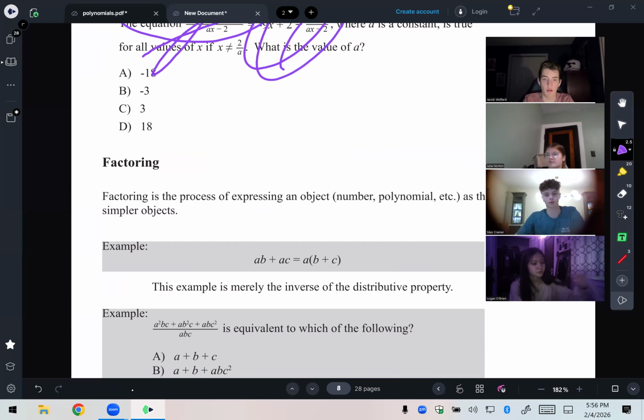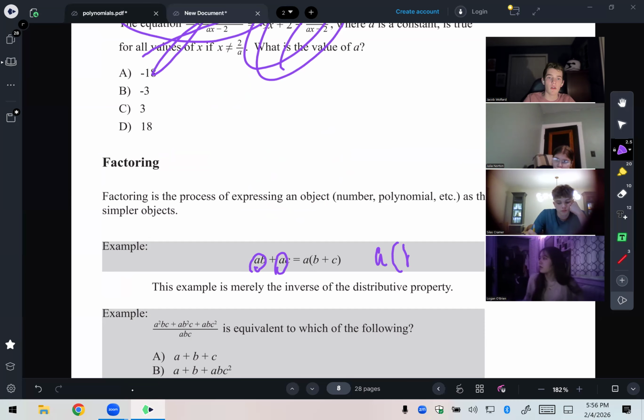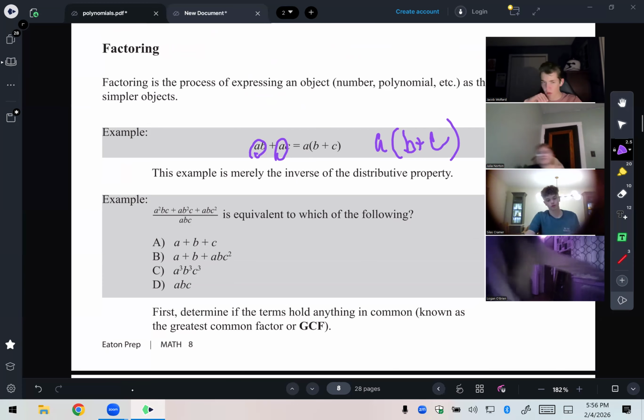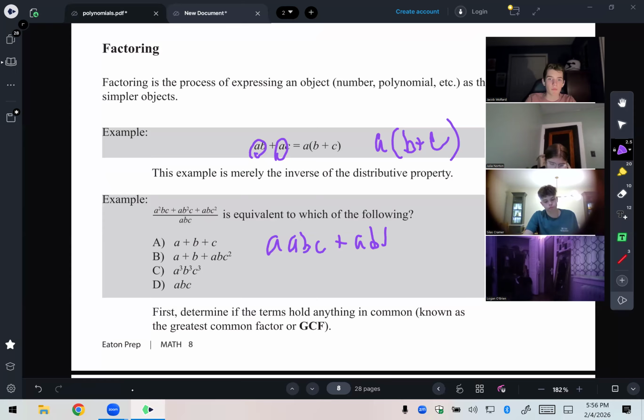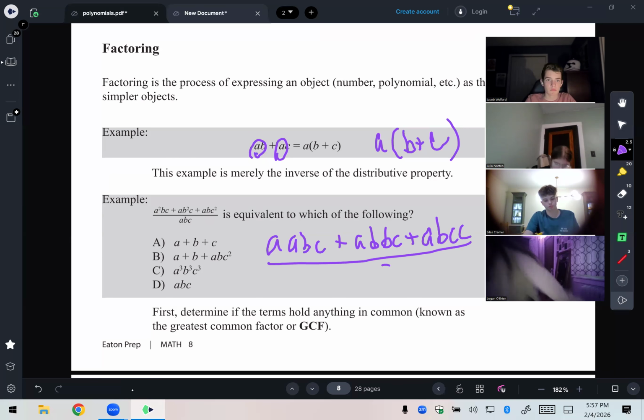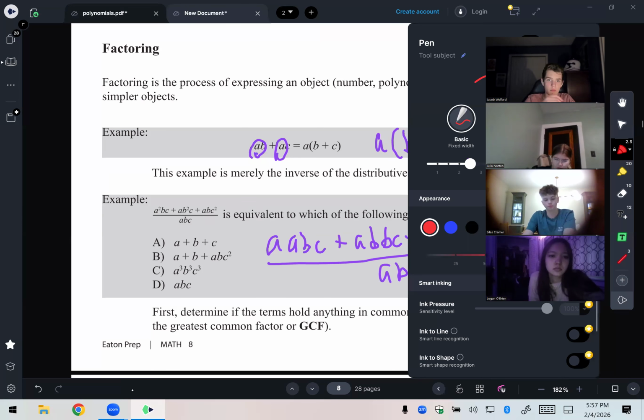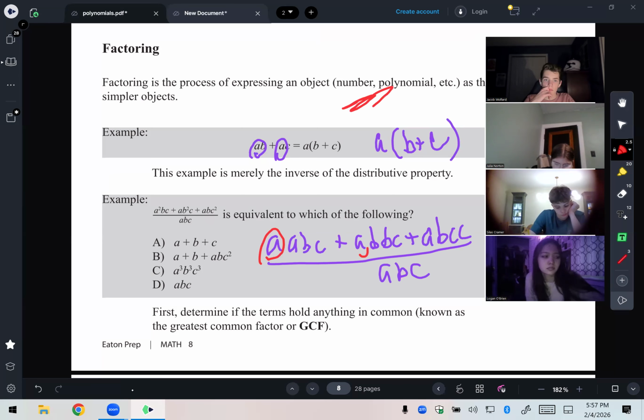Factoring is where you take everything out. So for example, this, I can take out an A from both terms, bring it up front, and I will be left with a B plus C. So let's look at this hard one. Not really that hard, actually. So we have ABC plus AB squared C plus ABC squared, all over ABC. So using a different color, I could take out an A from everything, a B from everything.